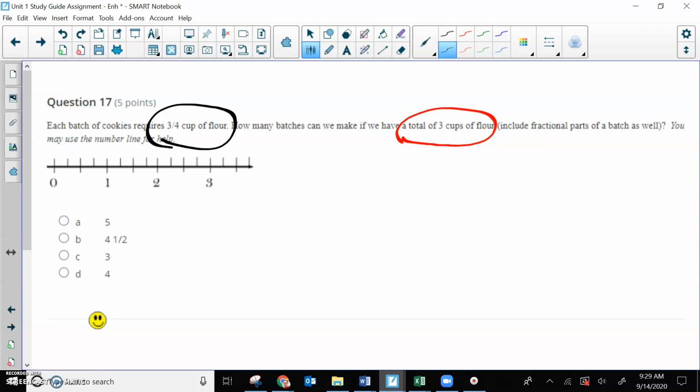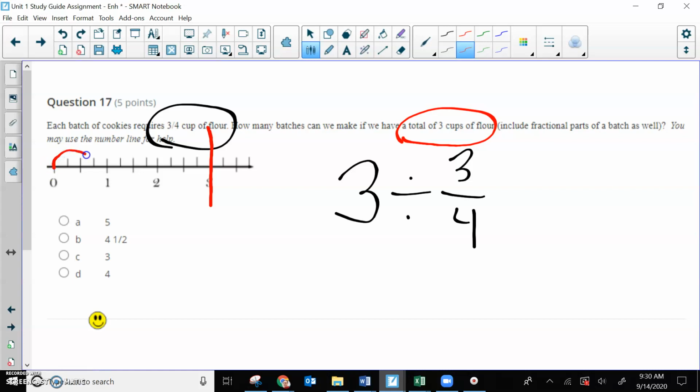Because every 3/4 is a batch of cookies, and we love cookies, so we want as many batches as we can. So our math problem is 3, our total, divided by 3/4. And that will give us the answer. You can use the number line and say, well, I have 3, so from 0 to 3, and I have groups of 3/4. How many groups do you have?